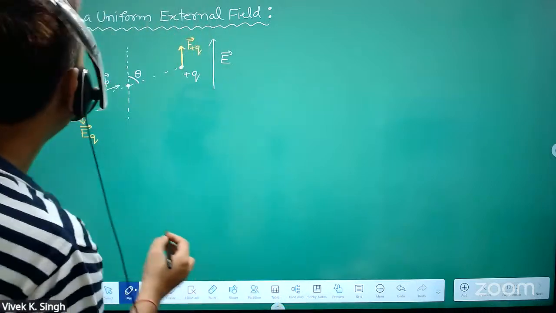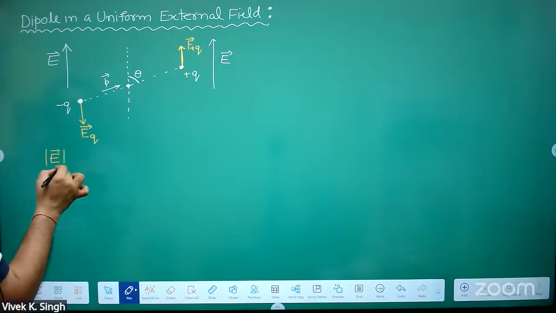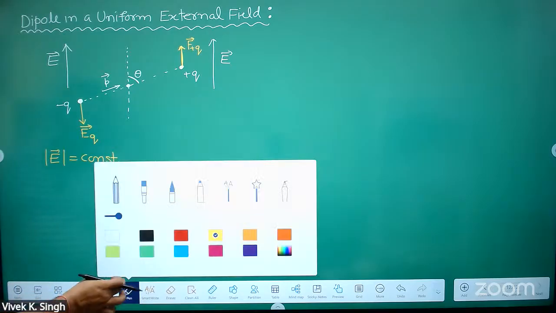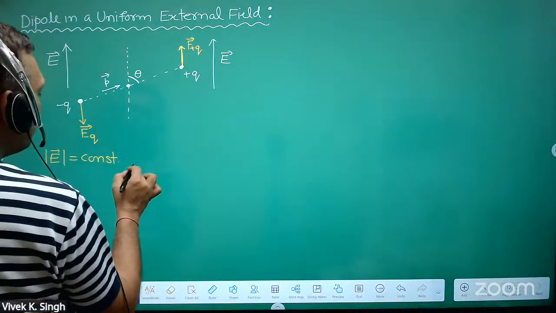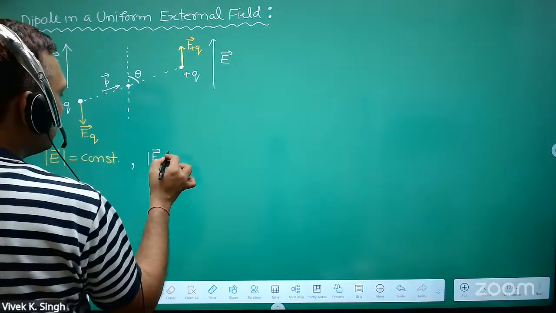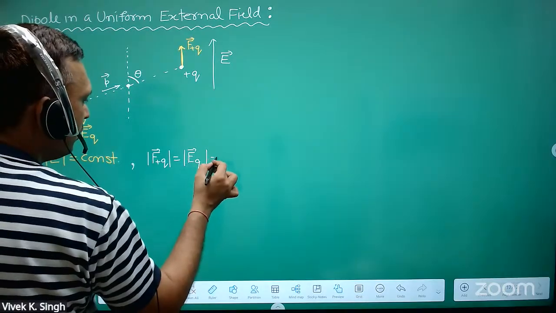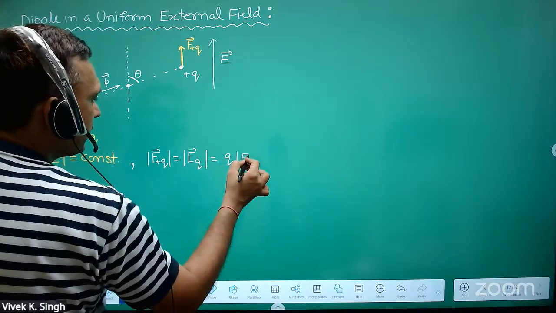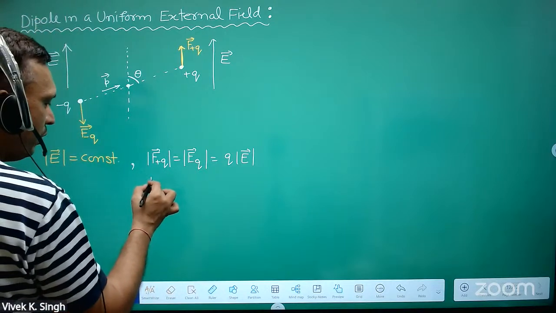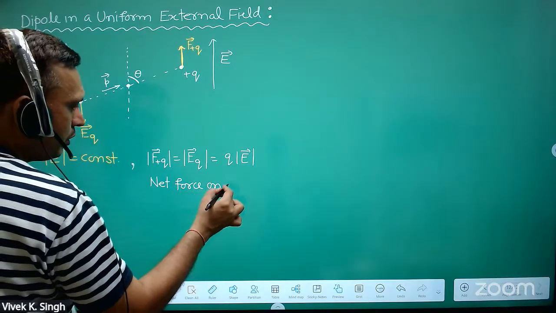ठीक है. But because E is constant, magnitude of E is constant, ये यूनिफॉर्म है. So magnitude of force on plus Q is same as magnitude of force on minus Q, और ये हो जाएगा simply Q mod E. So what is the net force on the dipole?